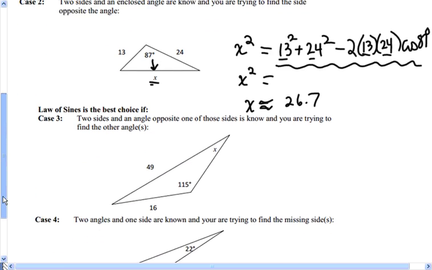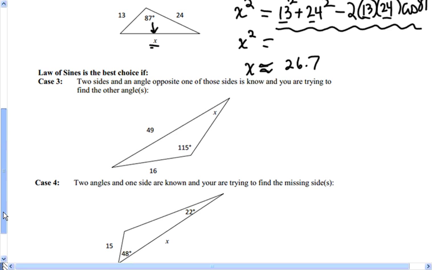All right, here's a couple cases where law of sines is best, and in general, you should use the law of sines if you can, just because it's less complicated than the law of cosines. So in this problem, we have 2 sides, and an angle opposite one of the sides is known, and you're trying to find the other angles or angle. We'll just find one of the angles. Of course, once you have 2 of the angles, you can just use the triangle angle sum theorem to find the last angle. But what we can say here now, notice that the side opposite the 115 degree angle is 49, and the side opposite the x degree angle is 16.